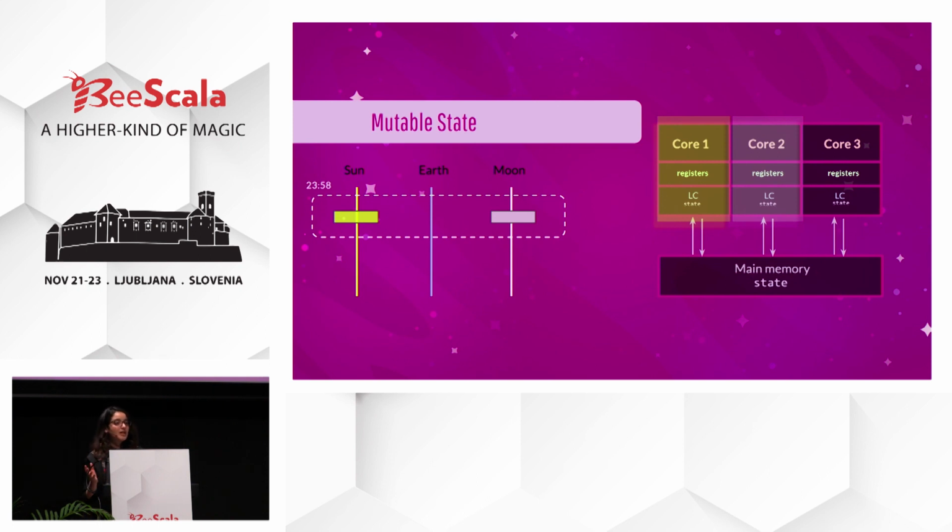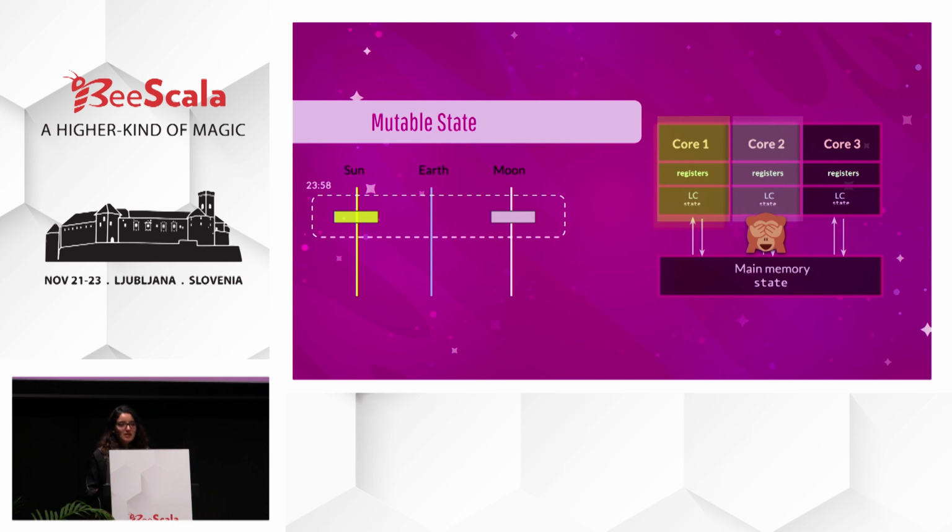So imagine at 11:58 p.m., the sun and the moon decide to change their state at the same point in time. They will try to fetch the shared state, then start the computation according to the state.